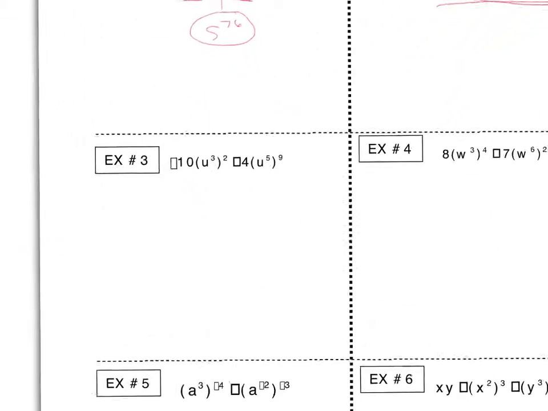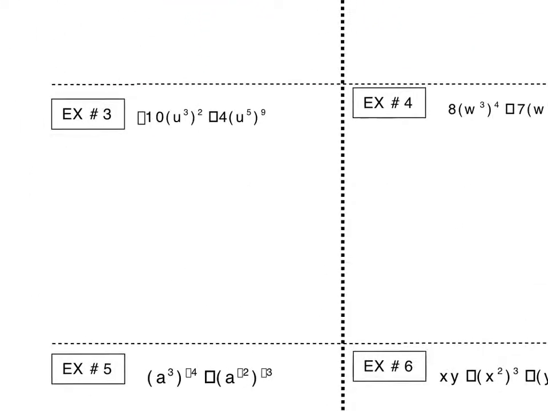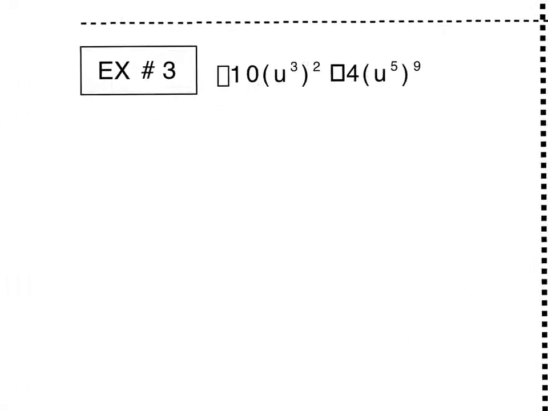Okay, a few more. Let's try this example number 3. Okay, and this time in your blanks, we have a negative 10, so put a minus sign in there. And then in front of the 4, you have multiplication. Okay, so make sure you get those in. Okay, so let's go ahead and take a look at this. And let's take it piece by piece.